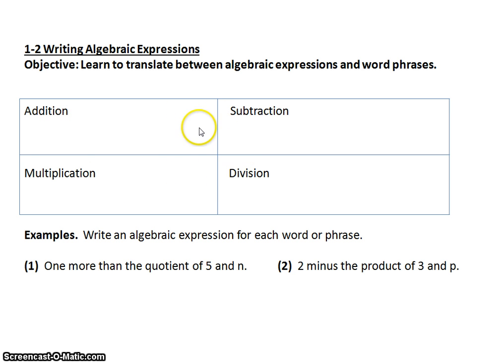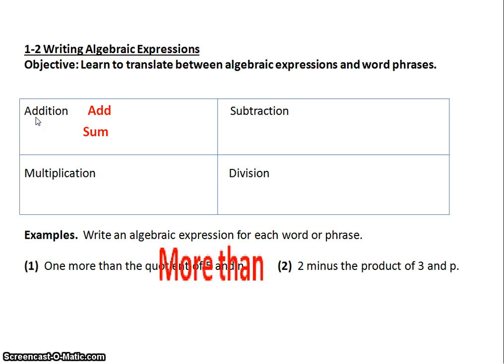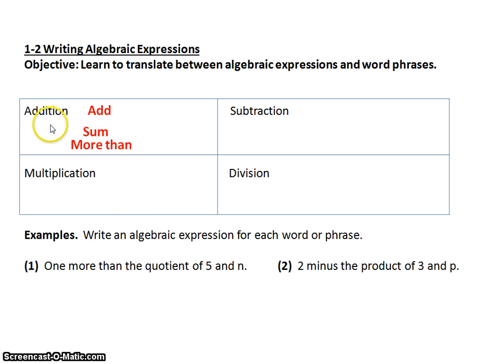Now what we want to do in these rectangles up here is add words that would indicate that particular math operation. So for instance, with addition, the word add would indicate to us that we need to perform addition. The word sum is an answer to an addition problem. So when we see the word sum, we know that addition is occurring. The phrase more than indicates addition.